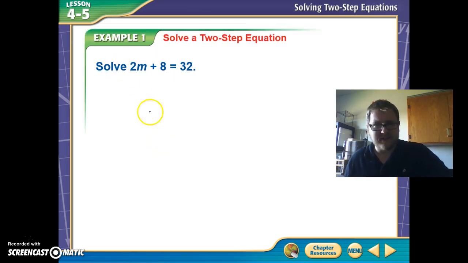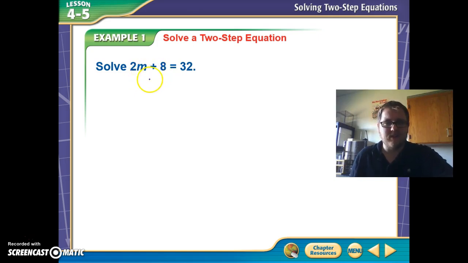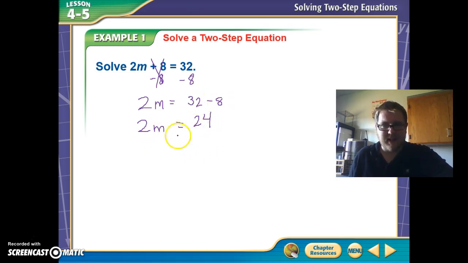Alright, so let's take a look at this first example here. We have 2m plus 8 equals 32. The first thing we're going to do is subtract or add to isolate. Remember, our goal is always, as our detective work goes here, we always want to isolate this variable m to figure out what m equals. So let's subtract 8, since 8 is not like 2m, but 8 is like 32.